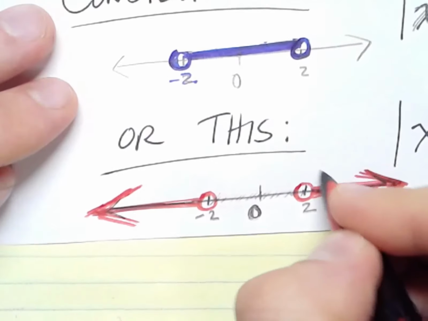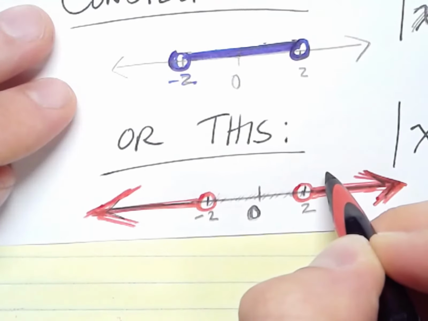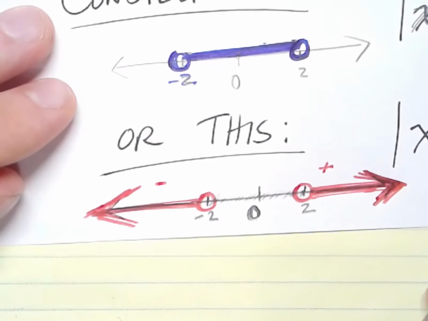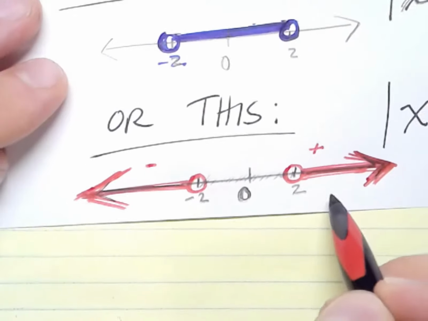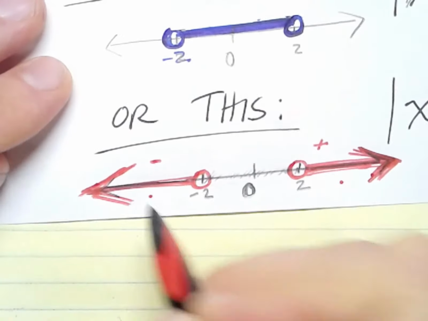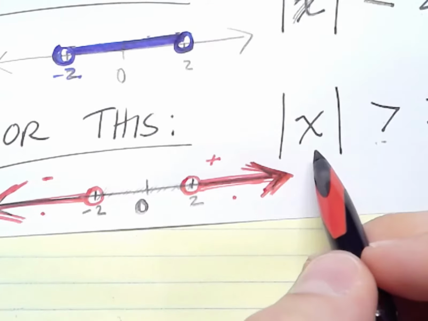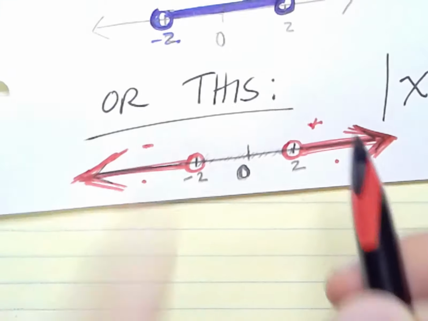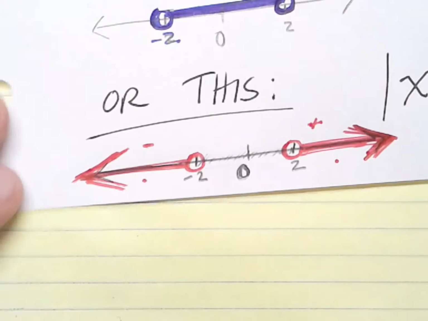Because here the absolute value is greater than 2 going in the plus direction, and here it's greater than 2 going in the negative direction. But I don't care if I'm going plus or minus. Both of these are equally valid because it's absolute value, and there are two versions of everything in absolute value. There's a plus version and a negative version. Okay? So let's keep this in mind.